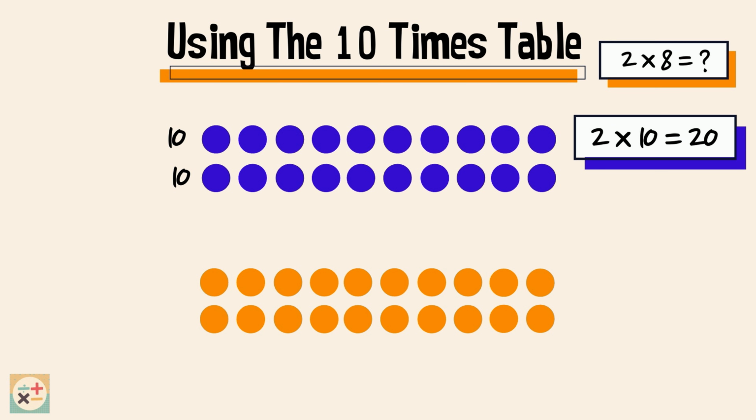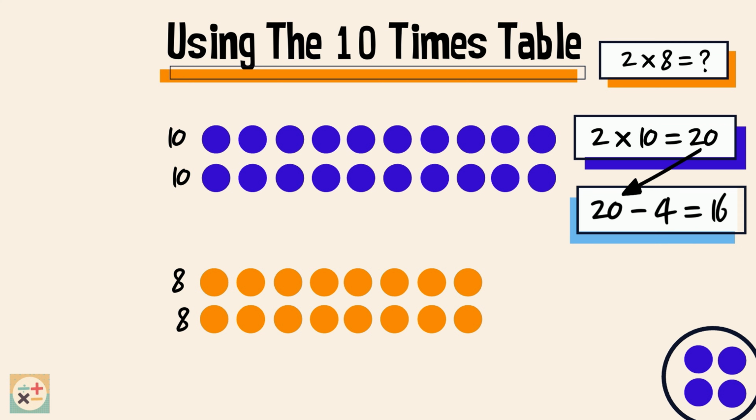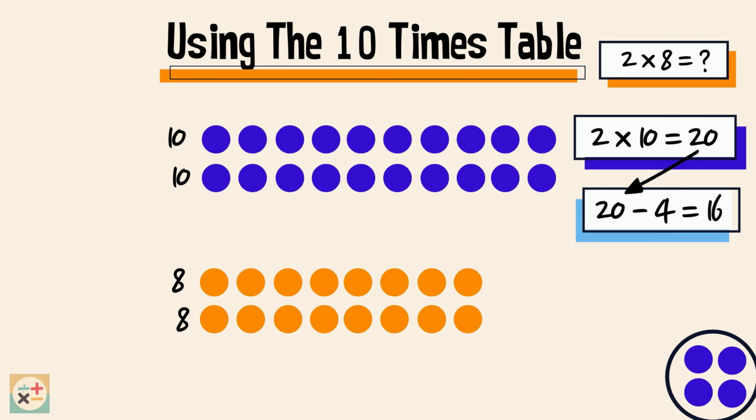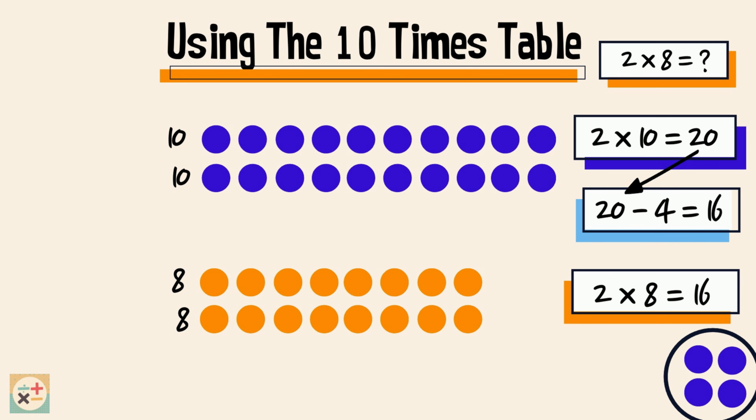Well, we take away 2 from each row, since 8 is 2 less than 10. So from the 2 rows we have taken away 4 counters in total. If we take away these 4 counters from the total of 20, we are left with 16 counters. So 2 lots of 8 equals 16. This strategy works because we're thinking about numbers flexibly. Instead of memorizing, we're using what we know to find out what we don't.